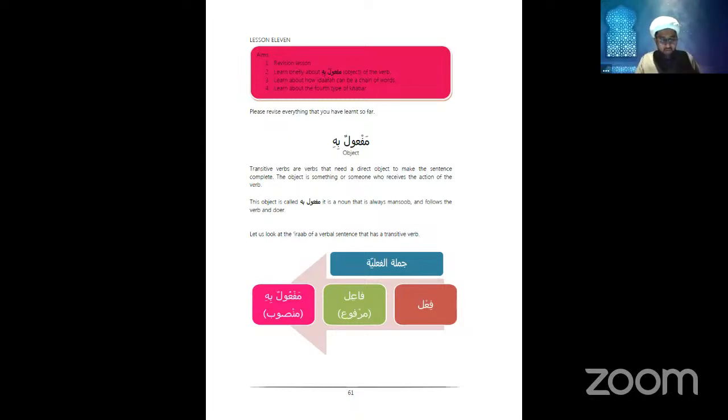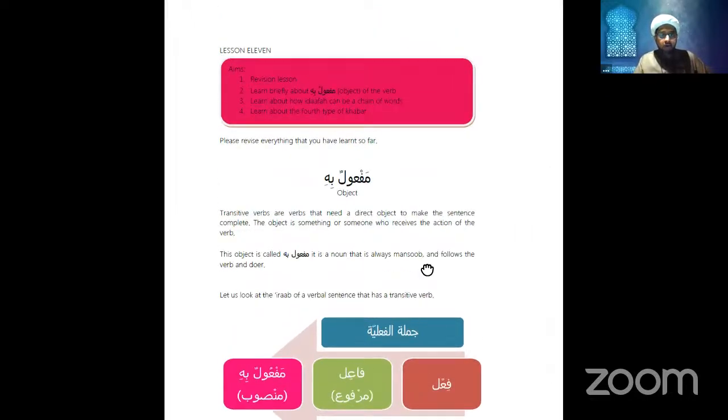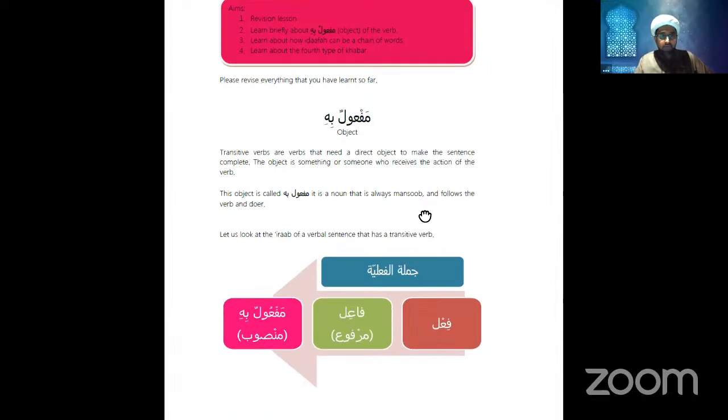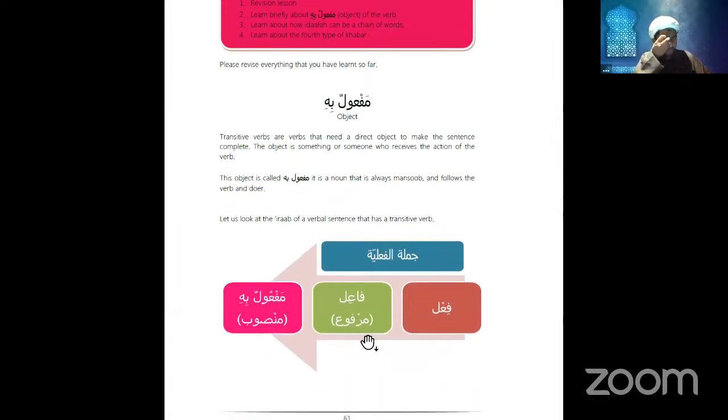Now for the revision itself, I'm just going to resend this PDF file in the group again, because I know there are a few new starters in the group as well. So at least they will have the new file. I'll just send it in the group now so everyone has this file. Now, the first lesson in book 2, which we did, I will speak about this and then inshallah I'll bring someone on the mic.